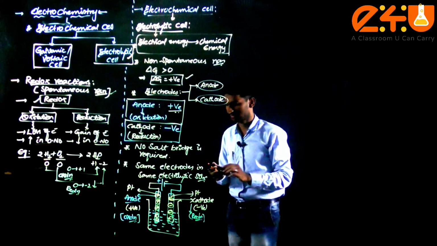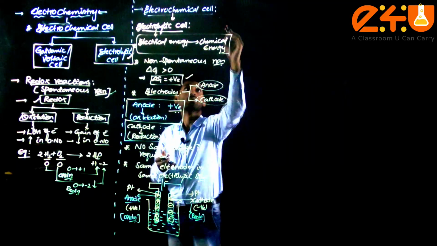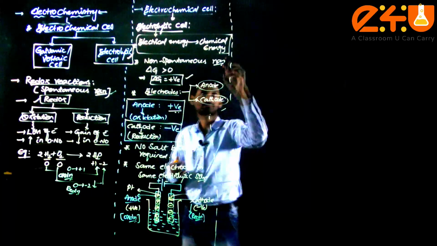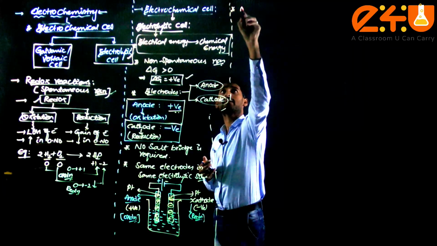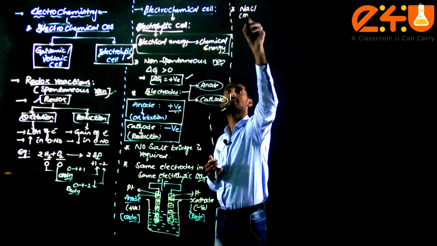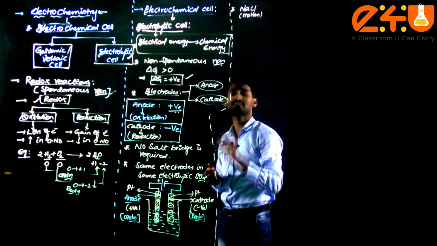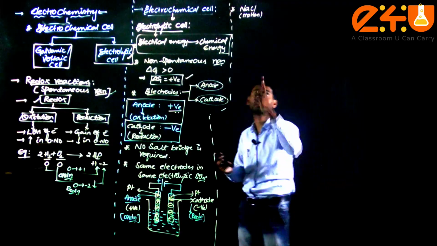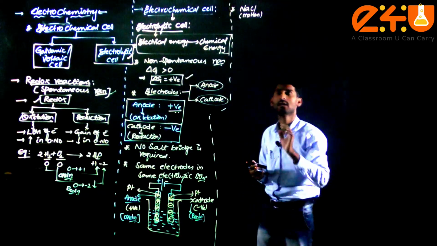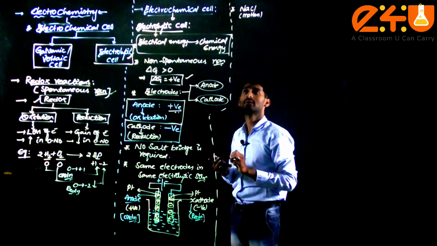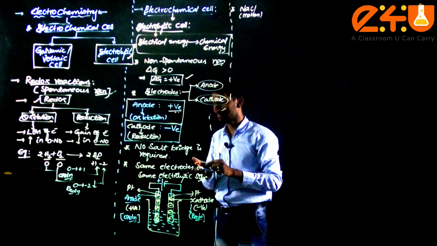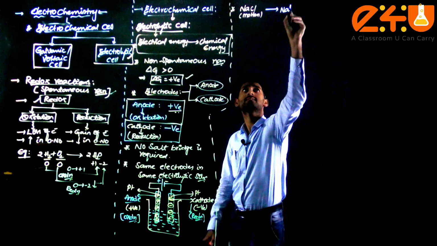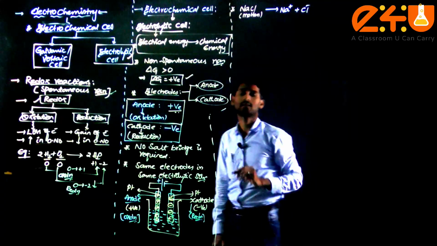Okay, now let me take an example. If you take NaCl, I can consider this is molten state. I am not taking this as aqueous. If you take the aqueous solution, even water also we have to consider. Now I am not taking aqueous, just I am considering molten NaCl. This molten NaCl generally dissociates into Na plus as well as Cl minus.